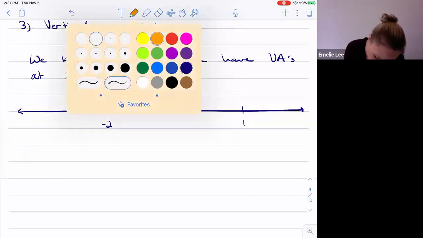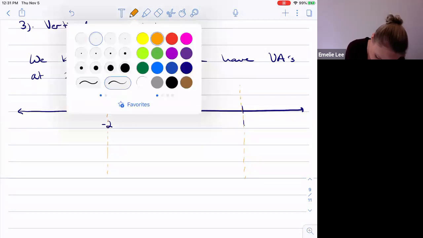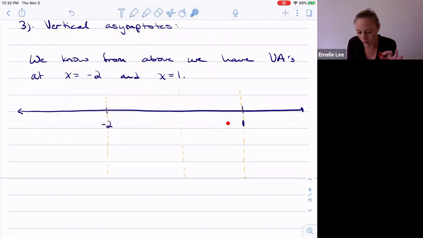And just to split up my work here, and here, I'm going to remove this one later. But like I said, I need to figure out how this thing behaves approaching -2 from the right and also 1 from the left. So I need to split my work up here. So that's why I'm doing these ones. And then I'll delete these because they're not asymptotes. The asymptotes are here and here. Okay.